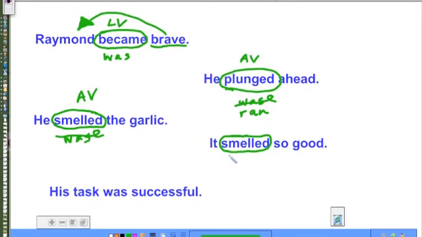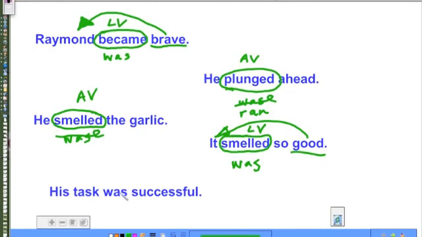Okay, well, let's think about this. Good is describing this smell, right? Now, is good a state of being? Yes, it's describing it, isn't it? Since it's describing it, you guessed it, we've got another linking verb. And just to make sure, remember there's one more thing you can do, and that's this. It was so good. Guess what? Pretty much keeps the same type of meaning. It was so good. It smelled so good.